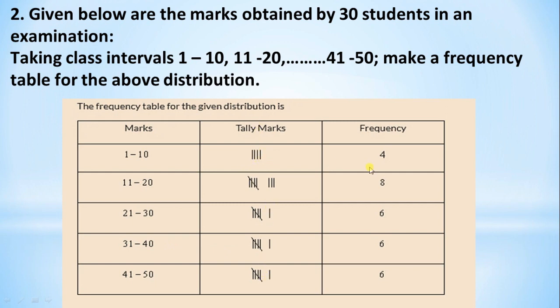Here we have only 4 lines. Hence the frequency is 4. Here we have 5 plus 3, it is 8. Next it is 5 plus 1, 6. This is also 5 plus 1, 6. Here also 5 plus 1, 6.